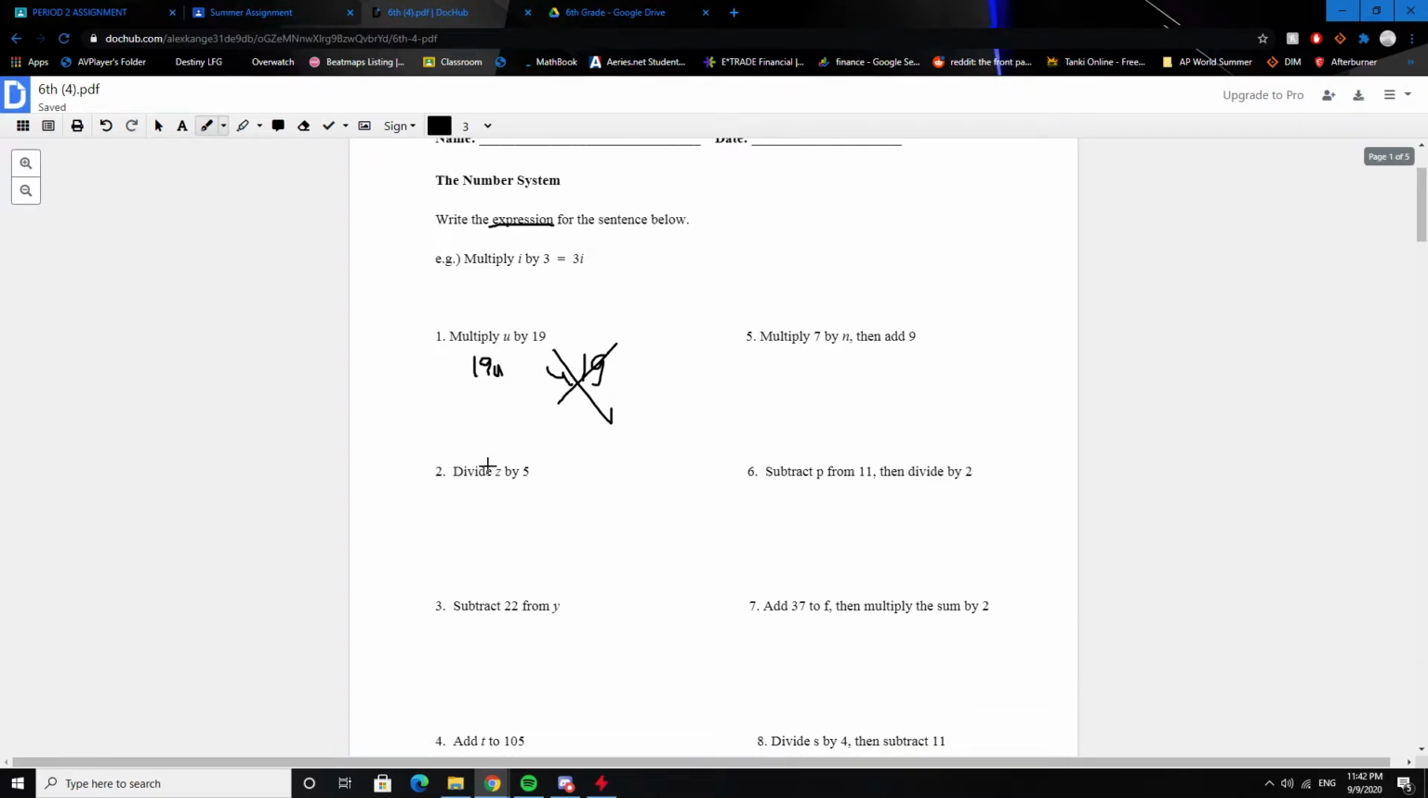When you're dividing, you could just use the fraction symbol for this. So it would be z over 5, and this just means division.